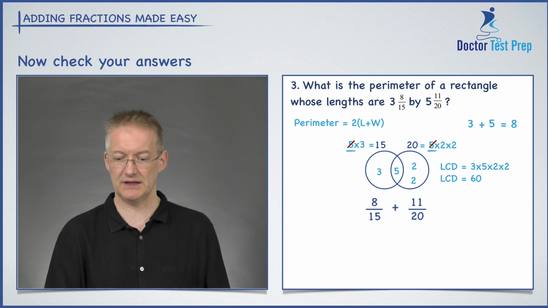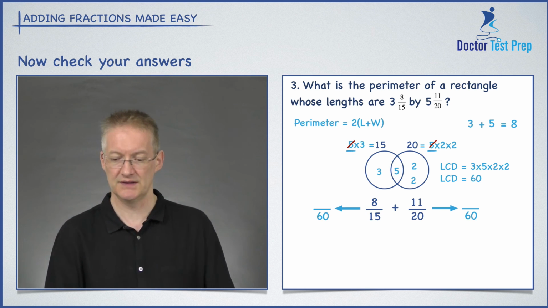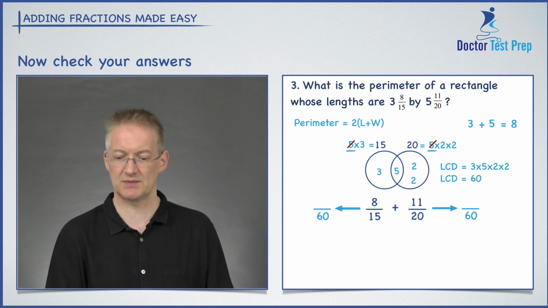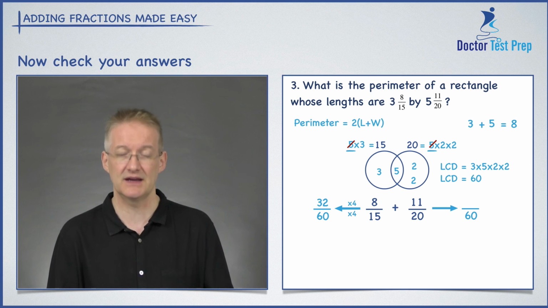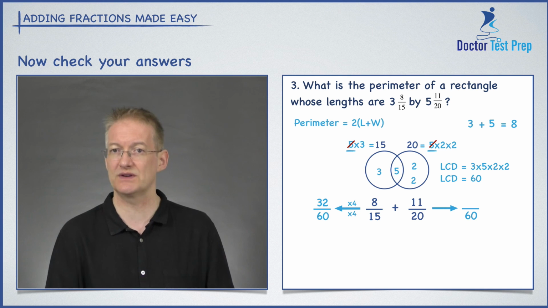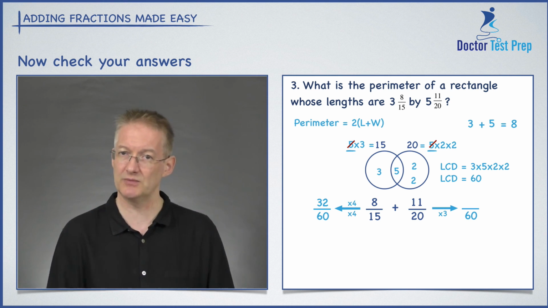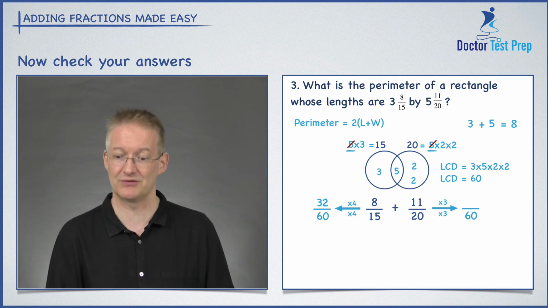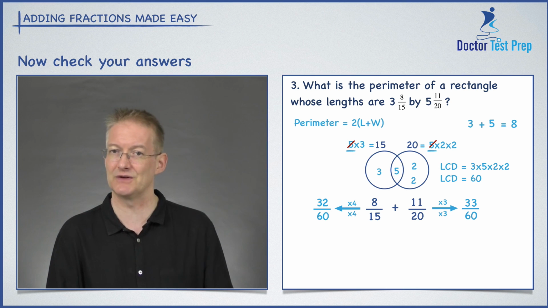So let's rewrite the fractions in terms of their equivalent fractions over 60. What did I do to the 15 to get to 60? I multiplied by 4. If I multiply the bottom by 4, I multiply the top by 4 as well. 4 times 8 is 32. So 8 over 15 is exactly the same thing as 32 over 60. Now let's have a look at the 11 over 20. What did I do to the 20 to get to 60? I multiplied by 3. If I'm multiplying the bottom by 3, I've got to multiply the top by 3 as well. So I have 33 over 60, which is the same thing as 11 over 20.